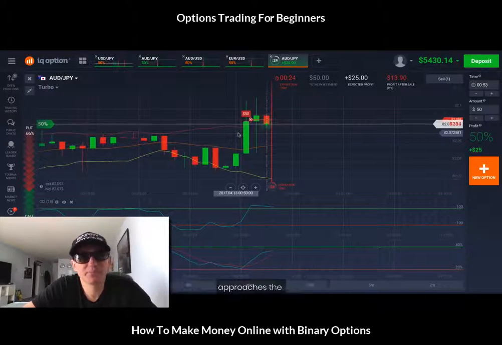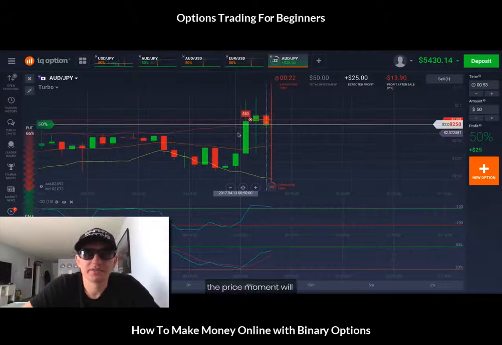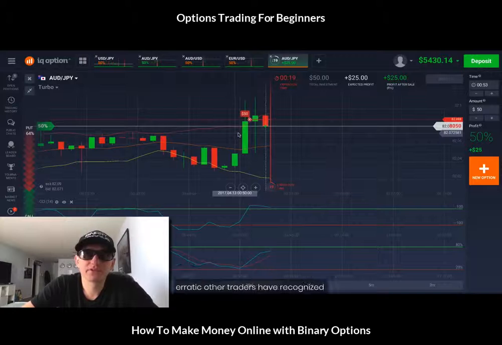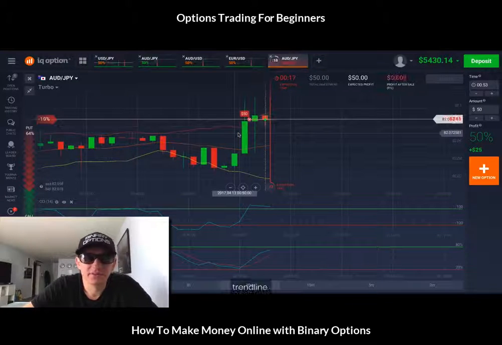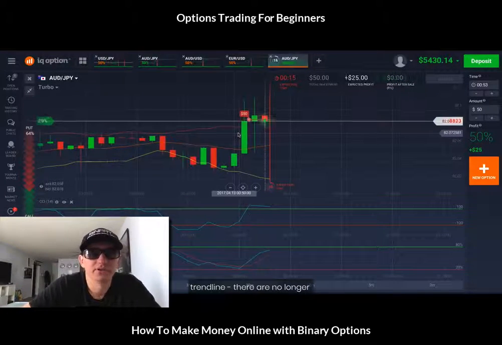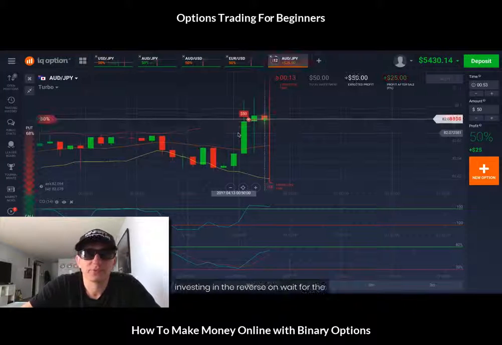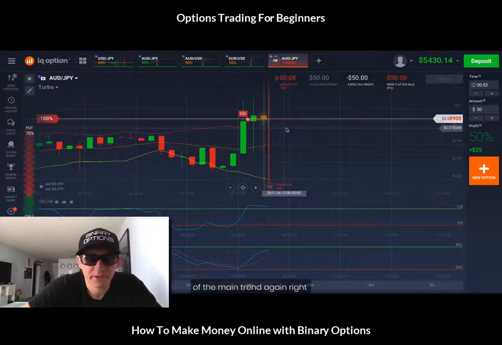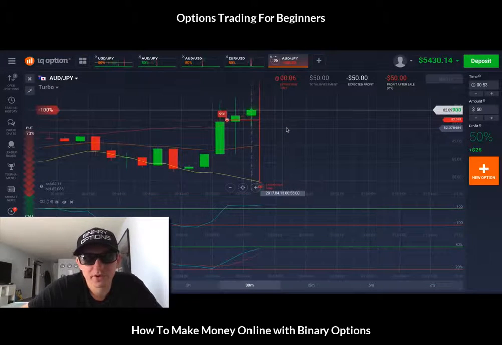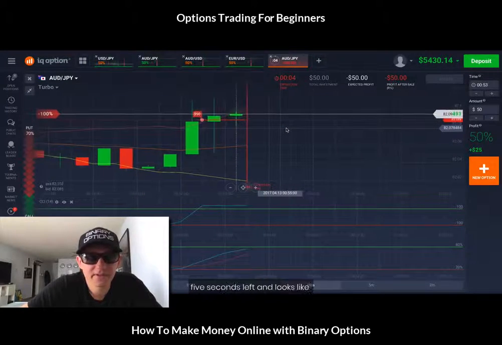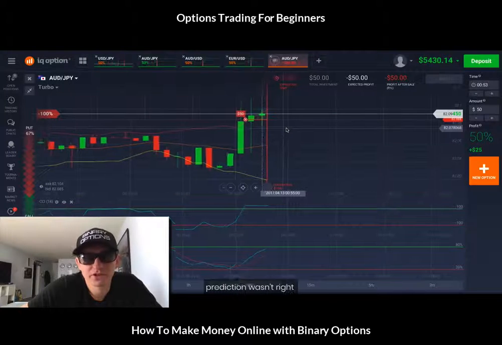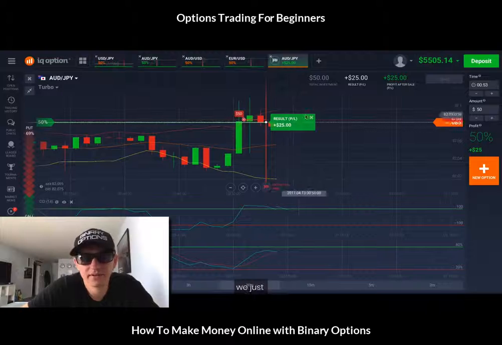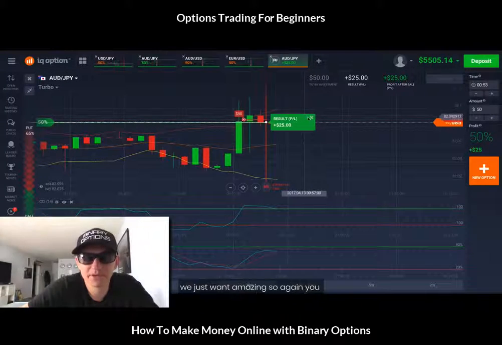So as the price approaches the trend line, the price movement will get more and more erratic. Other traders have recognized the trend line too. They are no longer investing in the reversal and wait for the price to start moving in the direction of the main trend again. Alright, we got 5 seconds left, and looks like our prediction wasn't right. Actually, no. Ha! We just won. Amazing.